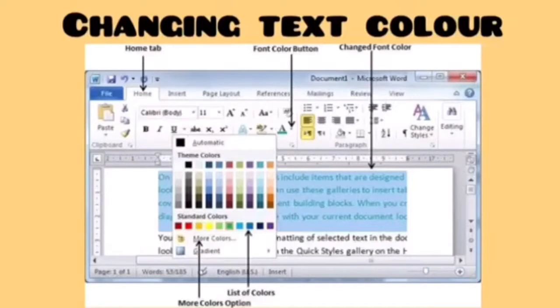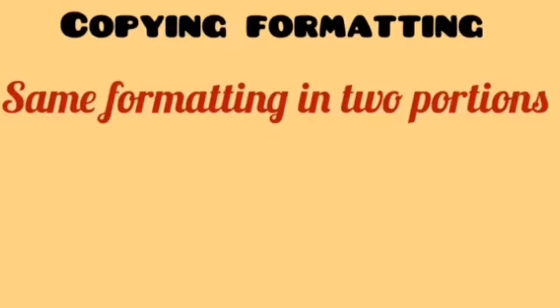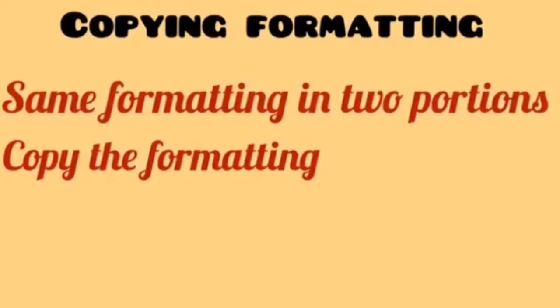Next one is copying formatting. Now for example, I am typing a big document and in one portion of the document I have done some formatting like changing the color, font size, type and all those things. The same formatting I have to do in another portion. So how will I do that? I have to copy the same formatting to another portion.